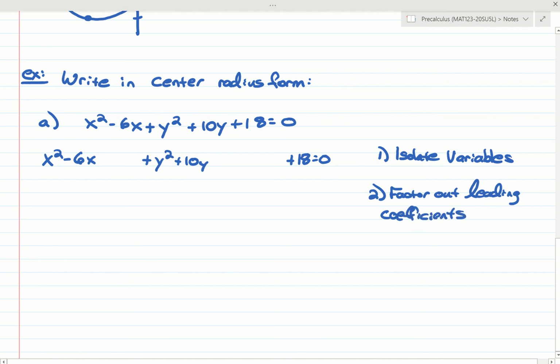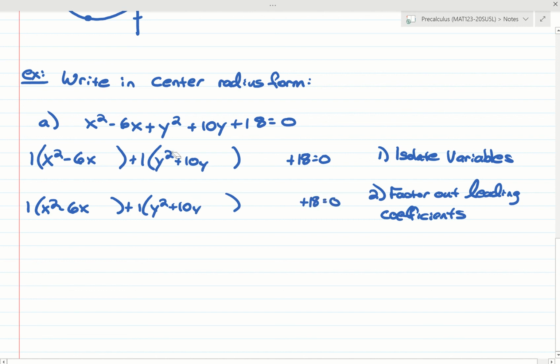Leading coefficient is 1, right? There's no number in front of x squared. It's really just 1, so technically we could factor it out, but it doesn't change the value. Same thing, the leading coefficient of the y squared is 1. So I'll actually show that for my next step, just so it's a little bit easier to follow along.